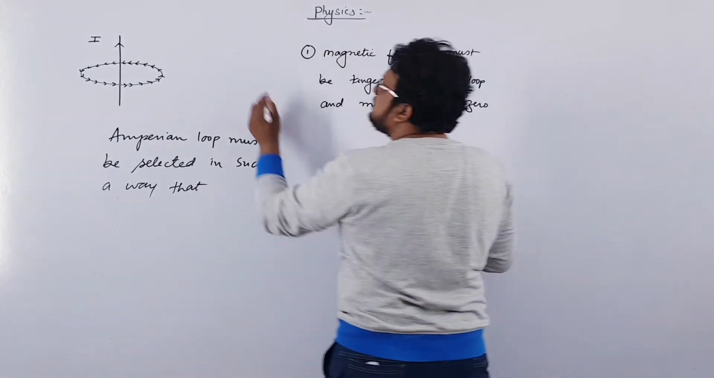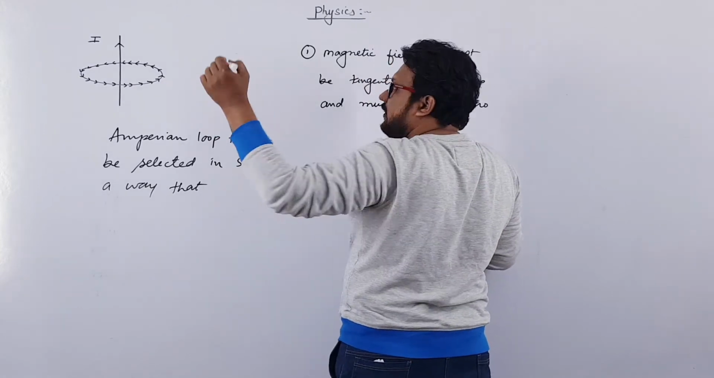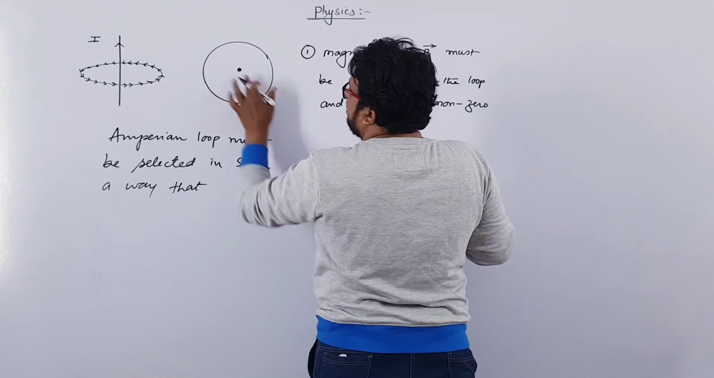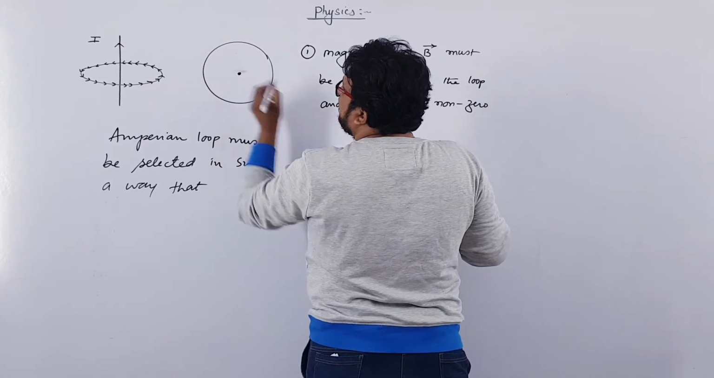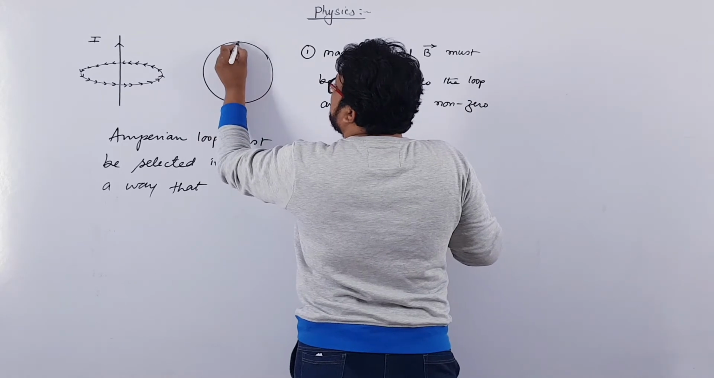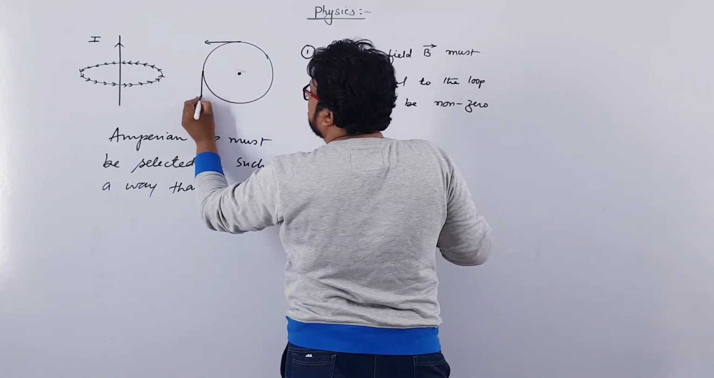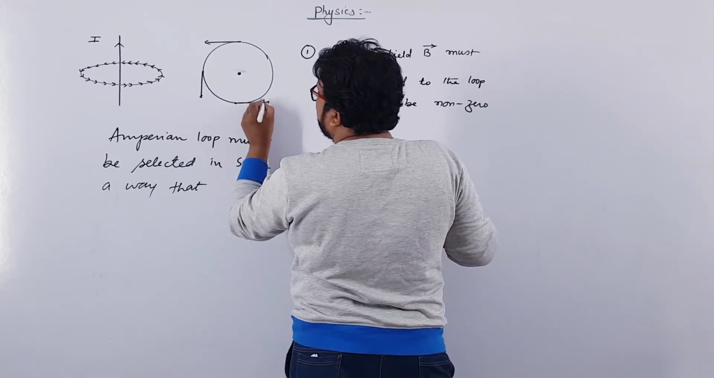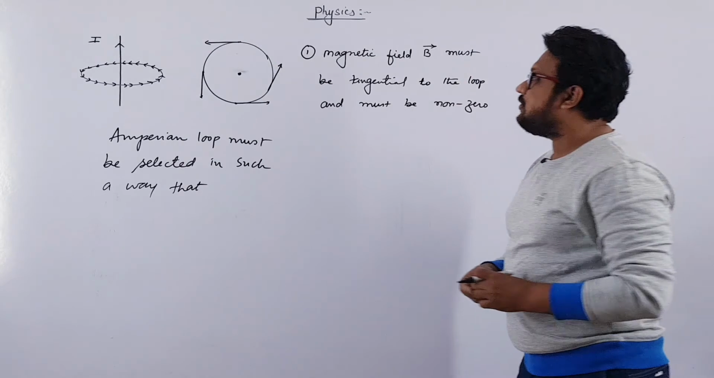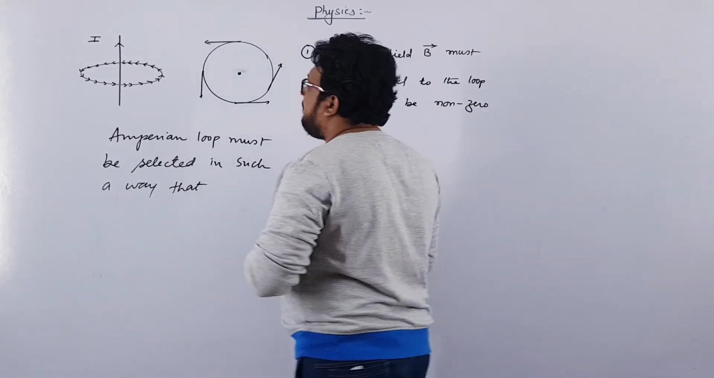If we draw like this, if this is the wire, and it is towards you and current is also flowing towards you, then the magnetic field will be circular around it, right? So if we select this Amperian loop, then at a particular point, the magnetic field line will always be tangential to the loop. If we select the same loop, then at any given point, the magnetic field will always be tangential to the given loop.